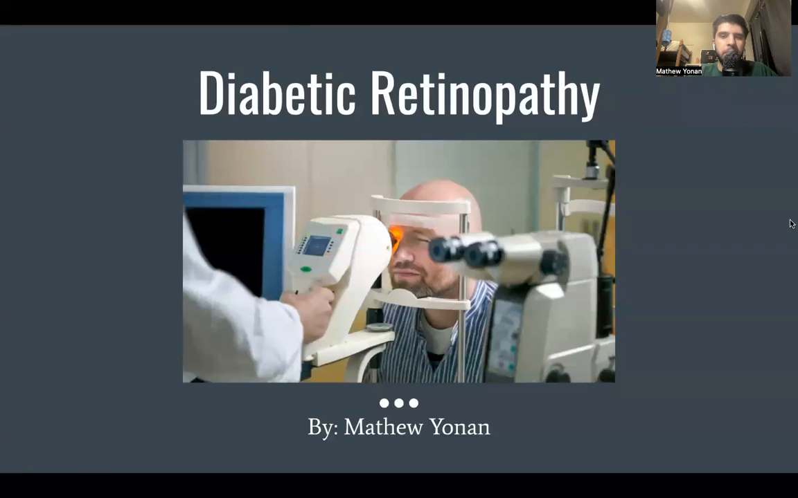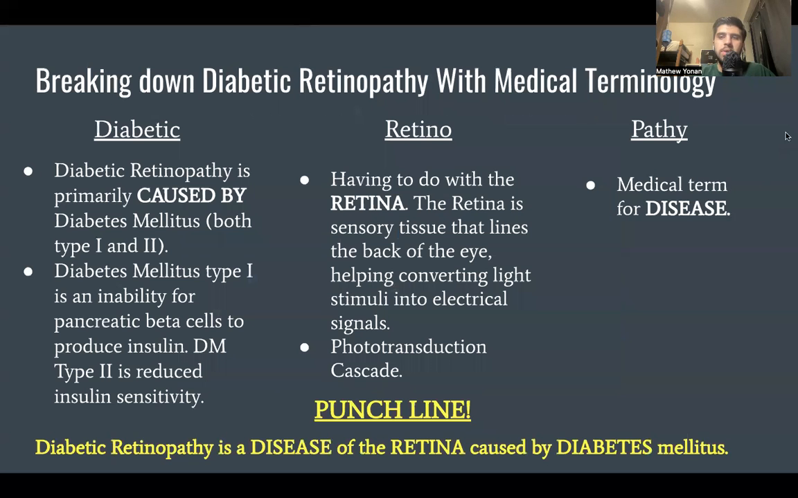Okay, Diabetic Retinopathy by Mathew Yonan. So, breaking down diabetic retinopathy with medical terminology. Let's see what this really is.